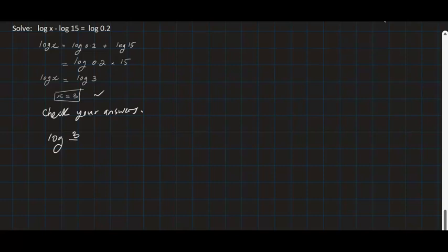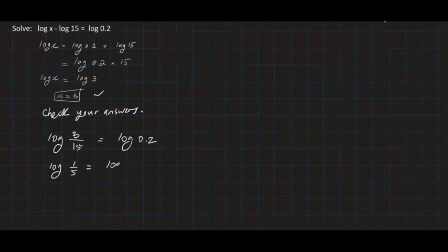3 over 15, or divided by 15. Is that equal to log of 0.2? And that is log of 1 over 5. That is equal to log of 0.2. So this is how you actually go ahead and check your answers and show all your steps.